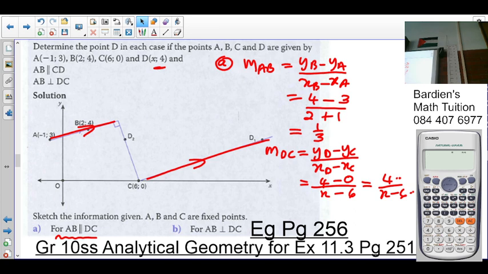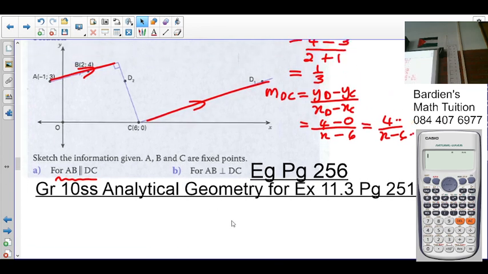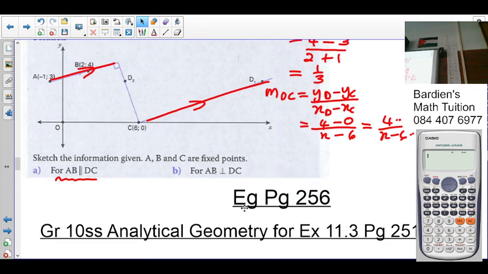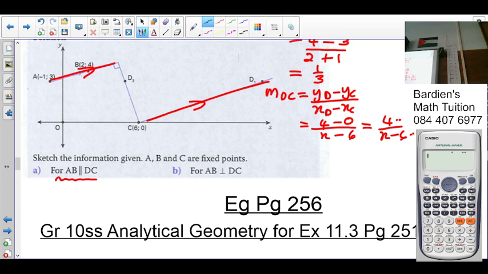We say, if lines are parallel, gradients are equal. Okay, so we go here. You don't have to write this. If lines are parallel, gradients are equal. So that means you say that the gradient of AB is equal to the gradient of DC.